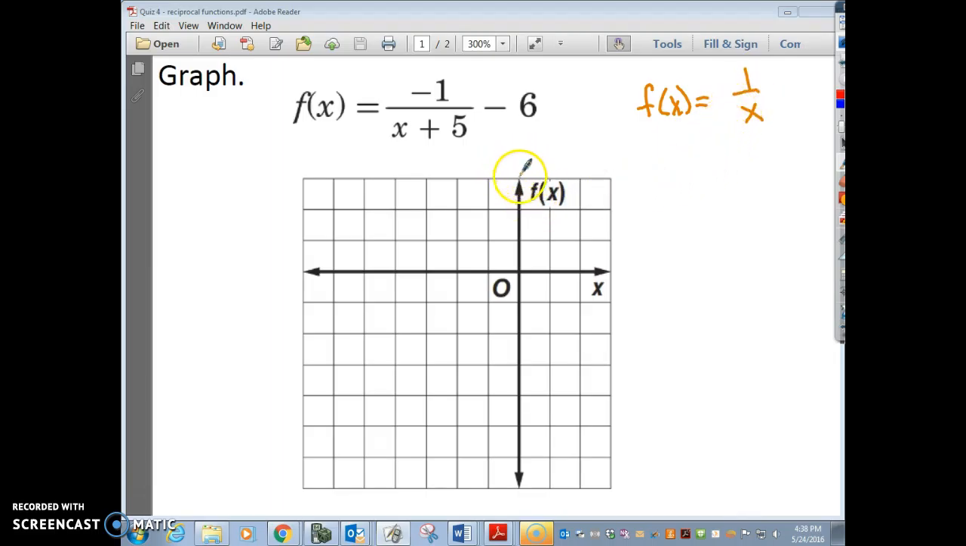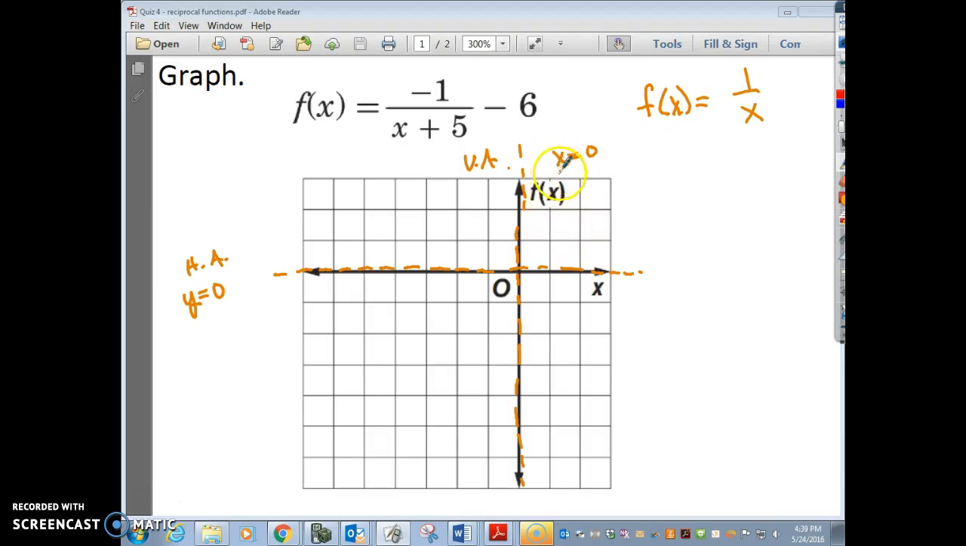Well, 1 over x has a vertical asymptote at x equals 0. Let me break it down. Why? Because if you plug in 0, you get undefined, so the graph is not allowed to cross this line. And it has a horizontal asymptote at y equals 0.